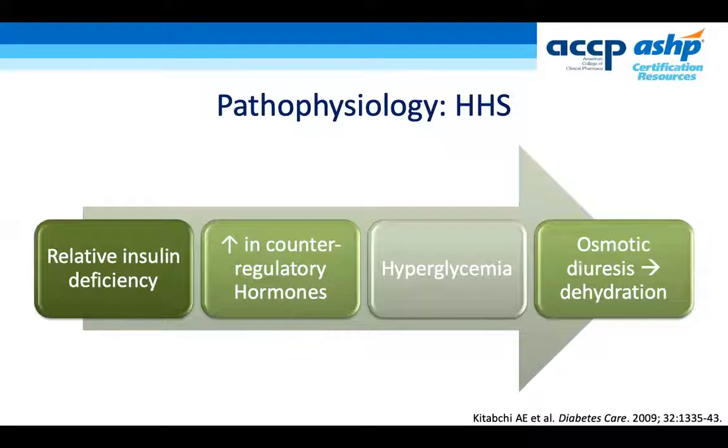Now, DKA is different than HHS in that in HHS, you do also have this relative insulin deficiency. However, there's still enough insulin circulating in the body to stop lipolysis from happening. Therefore, while you still get your hyperglycemia and your osmotic diuresis causing dehydration, you don't get the ketosis and the acidosis that you see with DKA.